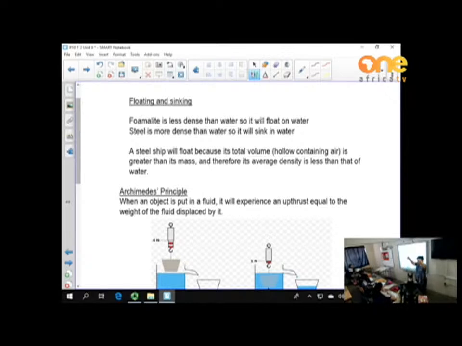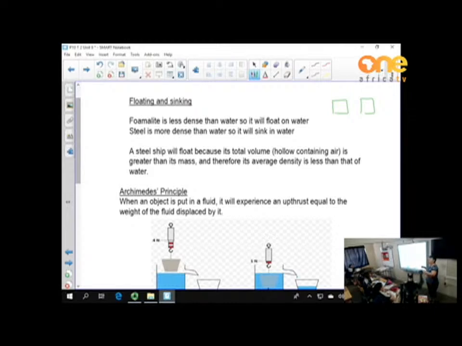But if I had a massive big block the same size of wood, would I be able to pick it up? Nope, because the density of the wood is more than that of the foamolite. Now, if I had a piece of foamolite that size, and a piece of steel that size, and I threw them into the water, what's going to happen? The foamolite is going to float on the surface. And the steel? It's going to sink.